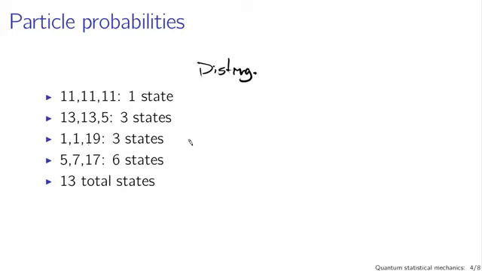For instance, suppose I drew one of these particles at random, and I wanted to know the probability that the particle would have energy 1. Well, energy 1 occurs in this state, 1, 1, 19. So the probability that my quantum system will be in this state is 3 possible states out of 13 total.